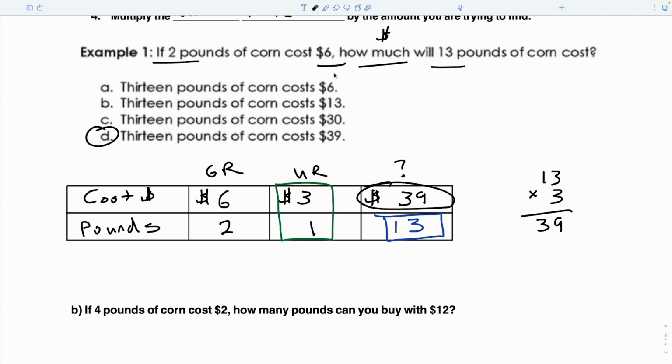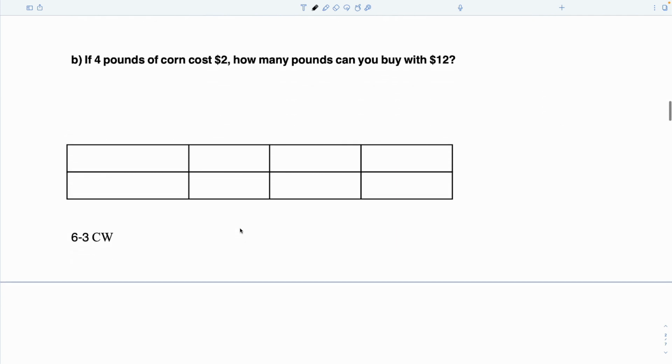Ratio tables are useful in that sometimes when they flip the order, I'm tempted to put 2 divided by 6 and get 1/3. That is not the unit rate. You need to pay attention to the units that they give you. What's on top, what's on bottom.